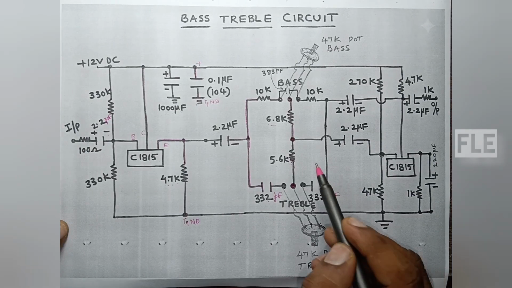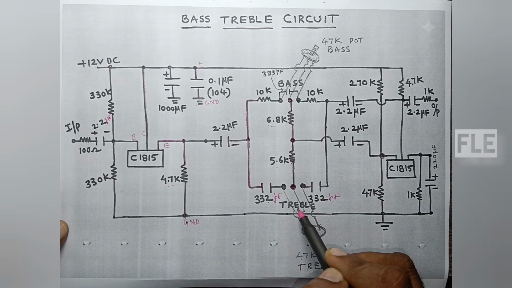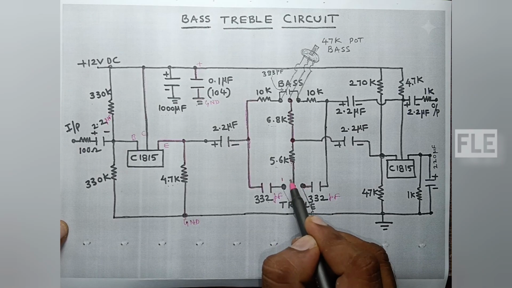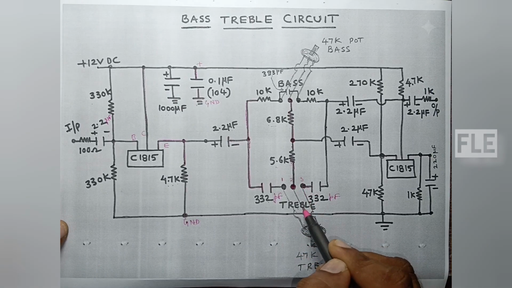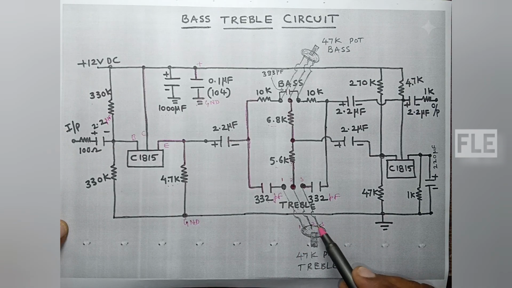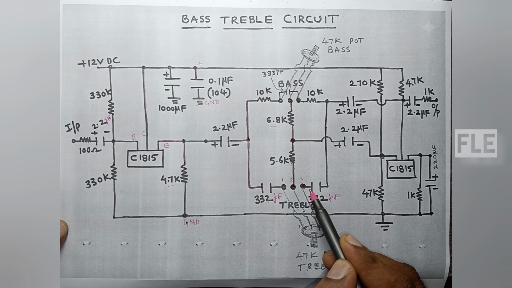One end of the 332 PF is connected to the treble controller. The treble controller has 3 terminals, 1, 2, 3. The third terminal is connected to a 332 PF. A 47K potentiometer is used as the treble controller.